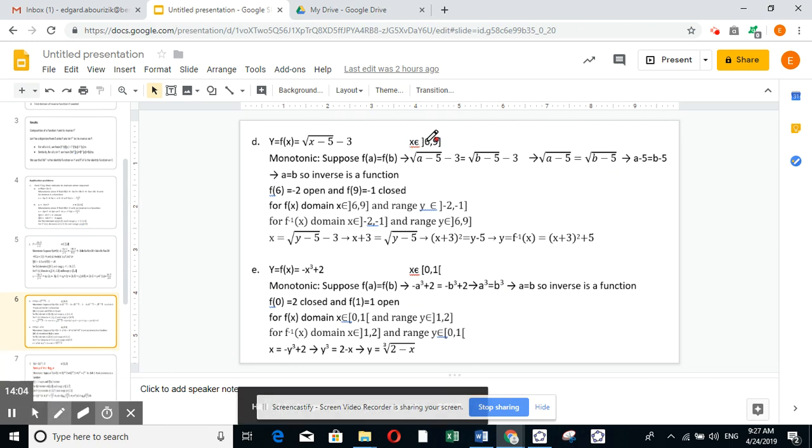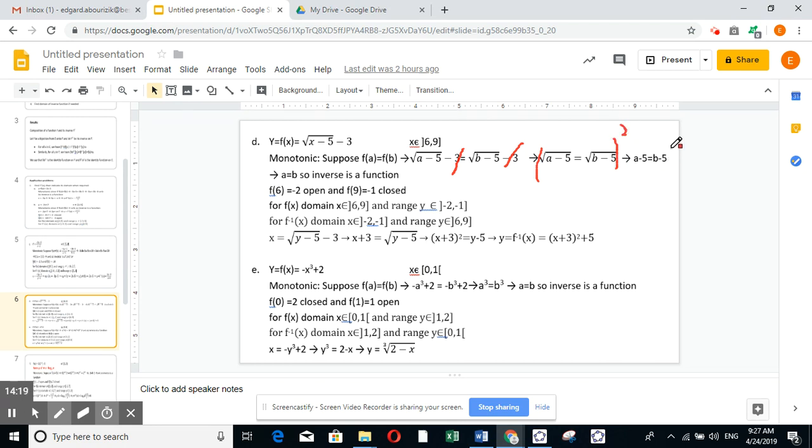Here also I want to check if it's monotonic. f of a equal f of b. So root a minus 5 minus 3 equal root b minus 5 minus 3. I can cancel these 3. Now I square both sides. I get a minus 5 equal b minus 5. Cancel the 5, so a equal to b. So the inverse is a function. Now I want to find the range of f, which is the domain of the inverse.